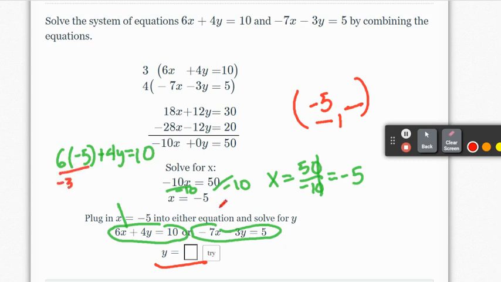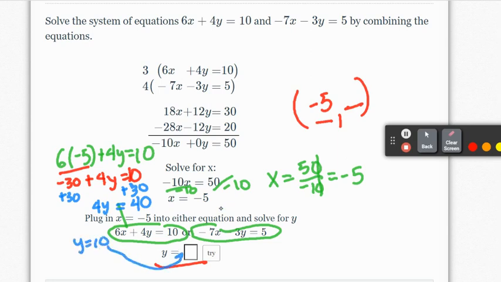So it's negative 30 plus 4y equals 10. Add 30 to the right-hand side. And now we've got 4y equals 40. And dividing by 4 is going to yield 10. y equals 10. So that is my y value that goes in the box. So my coordinate solution is going to be negative 5, 10. So now I just go ahead and follow through, filling in the boxes here. I got 10. Try that.